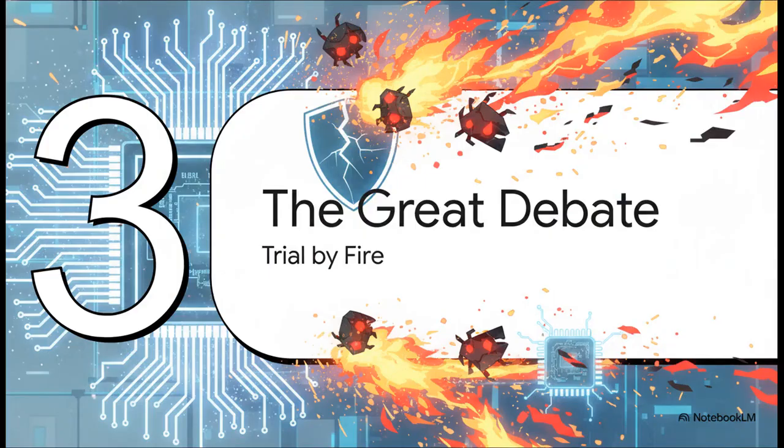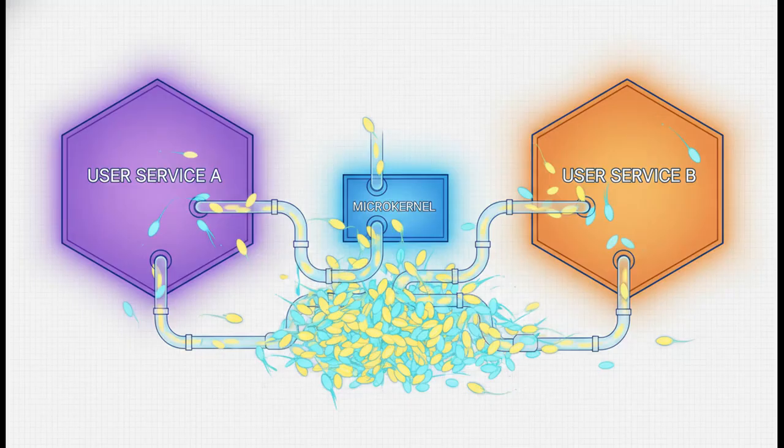But you know how it goes. Elegant theories often run into some harsh realities. This beautiful idea of the microkernel was about to go through a serious trial by fire, because in the real world, it had one major, almost fatal flaw. They were slow. I mean, painfully slow.